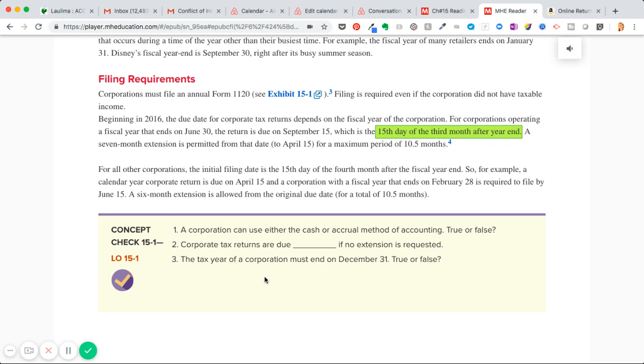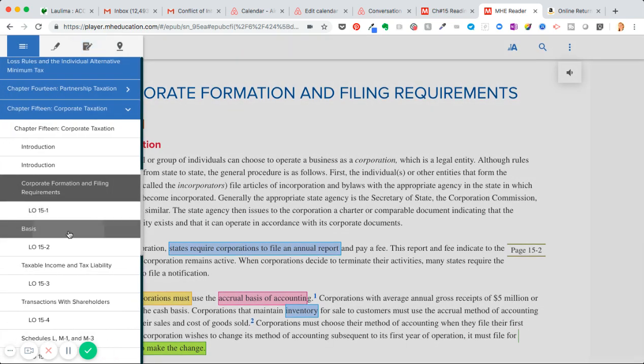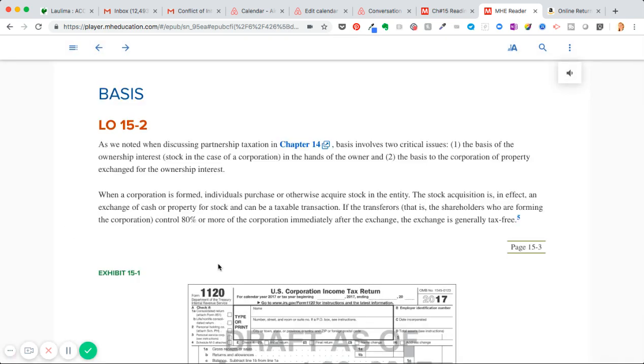Now, the tax year of a corporation must end on December 31. True or false? That is false, right? We know that. Okay. So this concept of basis, they refer us back to partnership return, right?